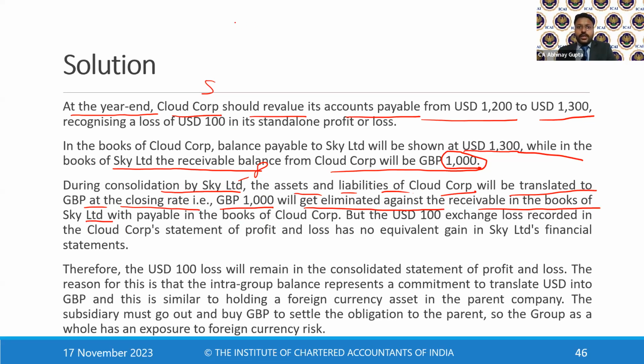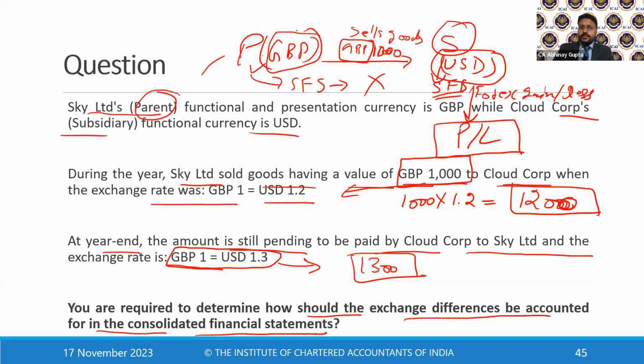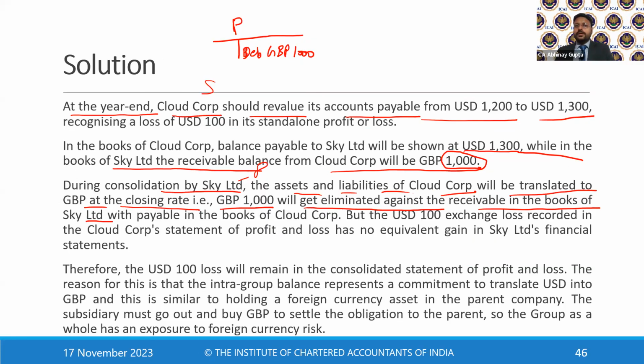So, okay, let's do a quick presentation here of the parent's financials. In the parent's financial statement balance sheet, right? The transaction is appearing as a debtor balance of how much? GBP 1000, right? Because the transaction is happening in GBP only, so it will continue to be recorded in GBP.